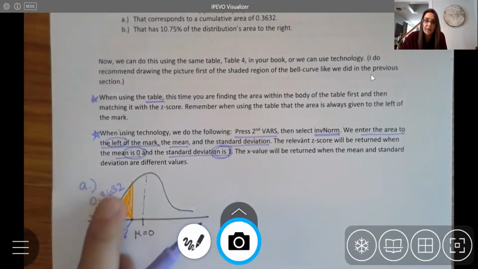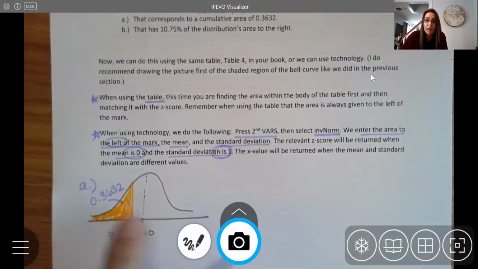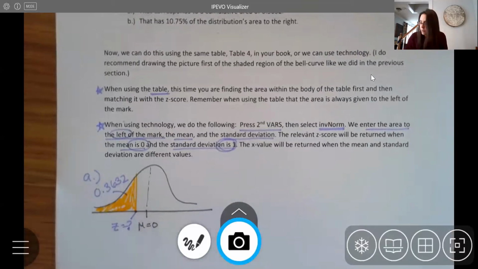So if it's less than 50%, so this would be about 36%, I know it's somewhere on the left of the mean. So I'm looking at some sort of negative z value here when I set up this picture. Even though I haven't found the answer yet, I actually have a lot of information already just based on the area. So I know I'm going to have some sort of negative z value. Now I'm going to do the calculator first, and then I'll show you the table.